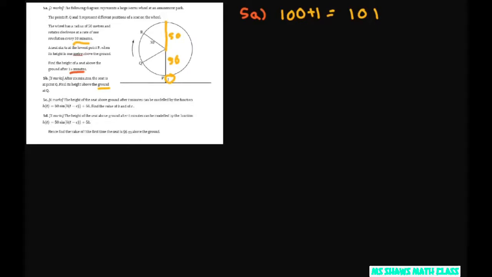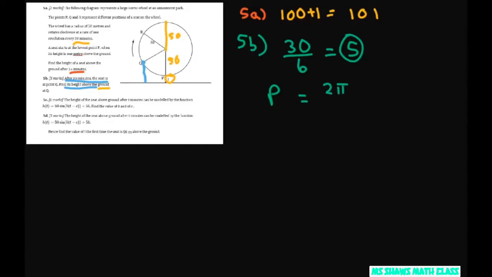All right, next. After 6 minutes, the seat is at point Q. Find the height above the ground. So what we want to do first on this one, this is 5B, is take 30 minutes divided by 6 minutes equals 5. So it's to be divided by 5, and your B is going to be equal to 2 pi divided by 5. And that's your B part.